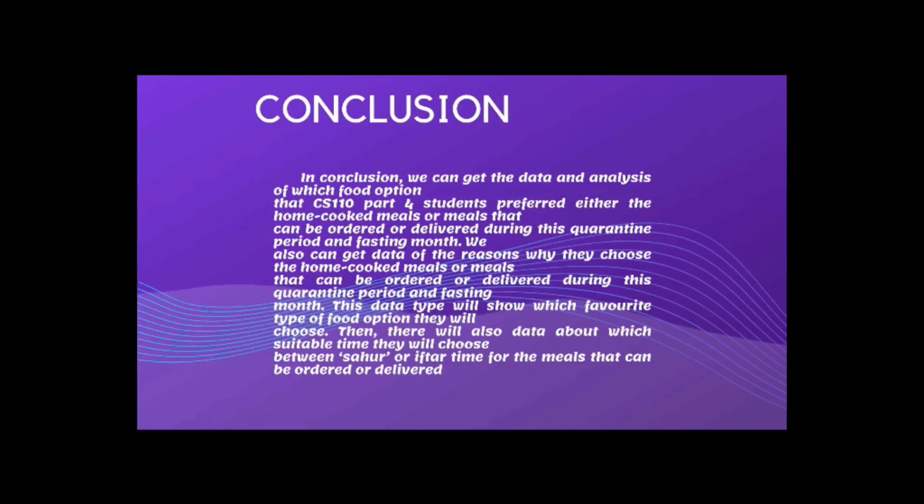So in conclusion, we can get the data and analysis of which food option that CS110 Part 4 students preferred, either the home cooked meals or meals that can be ordered or delivered during this quarantine period and fasting month. We also can get the data of the reasons why they choose the food options, and this data type will show which favorite type of food option they will choose. Then there will also be data about which suitable time they will choose between sahur or iftar time for the meals that can be ordered or delivered.